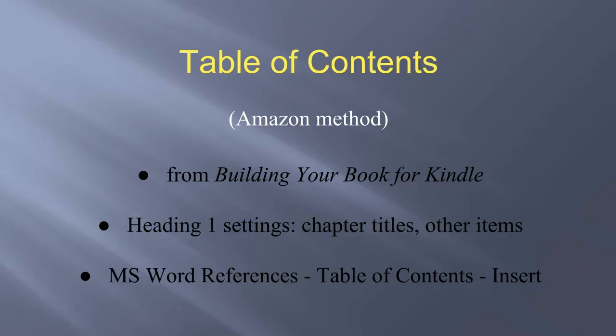Let's get back to the table of contents, and there are two really good methods of doing this. One is the Amazon method, the other is more universal. This first method is outlined in Building Your Book for Kindle. It's using Heading 1 settings for chapter titles and other items you want in the table of contents. Then Microsoft Word's References tab, the table of contents, and Insert feature.